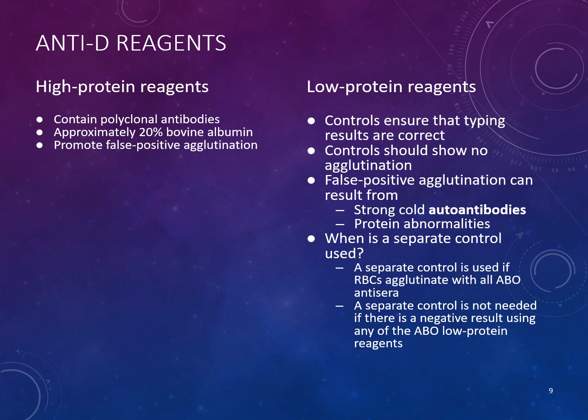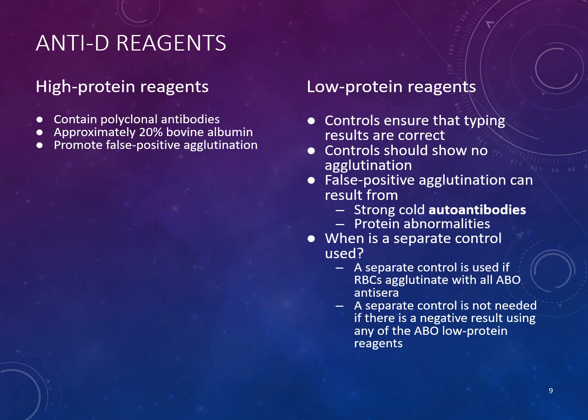Now, our low protein reagents, these are controls that ensure that typing results are correct. And so when we use these, we expect to not have any sort of agglutination. But if there is agglutination present, then it could be due to some sort of cold autoantibody or some sort of abnormal protein that's present.